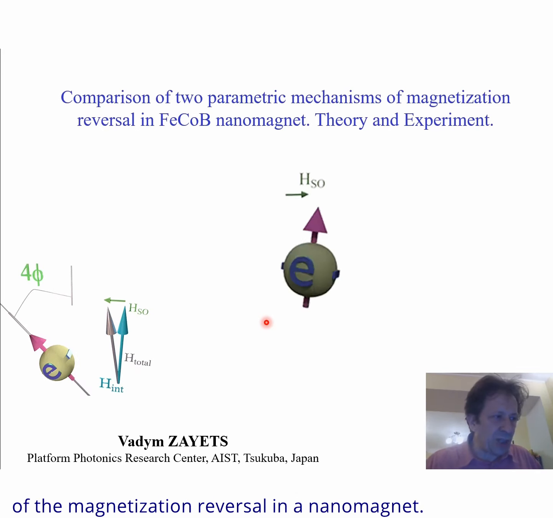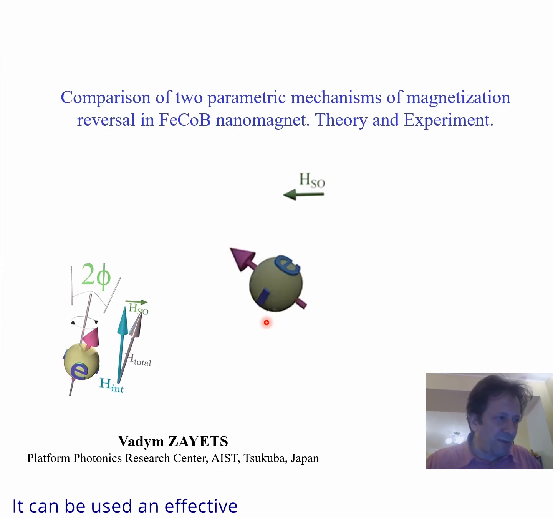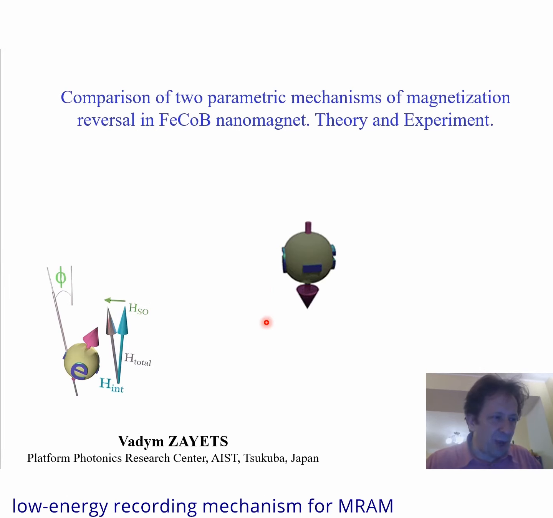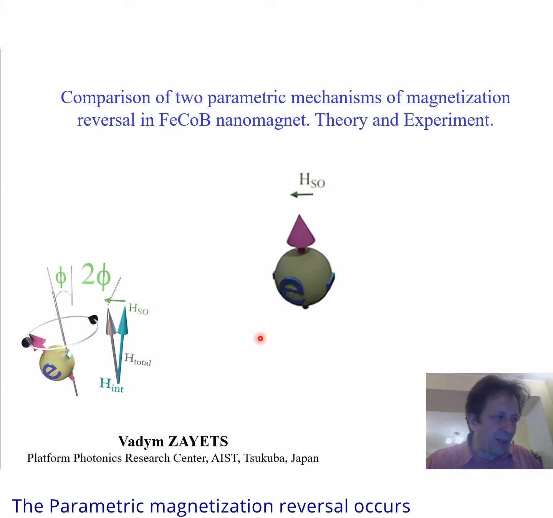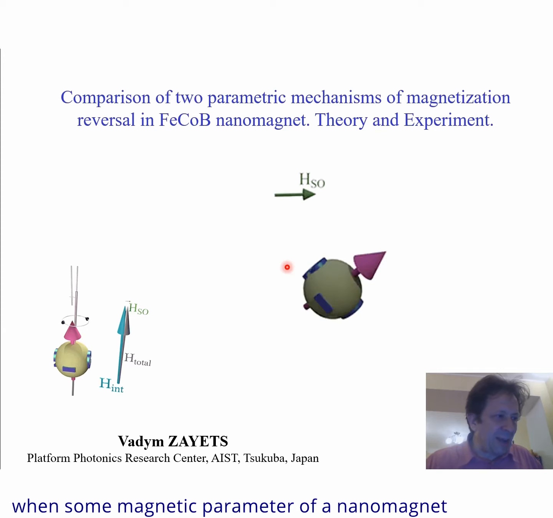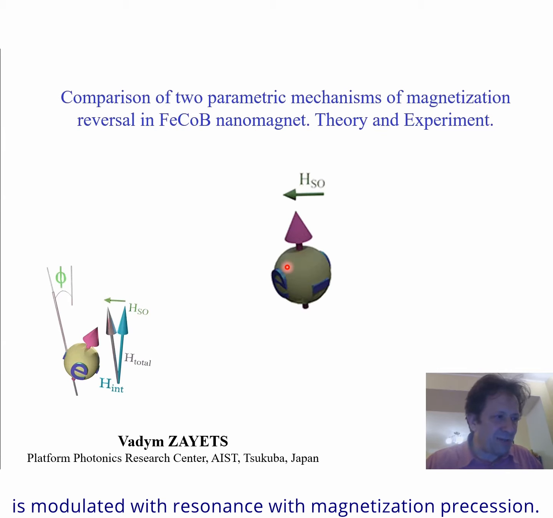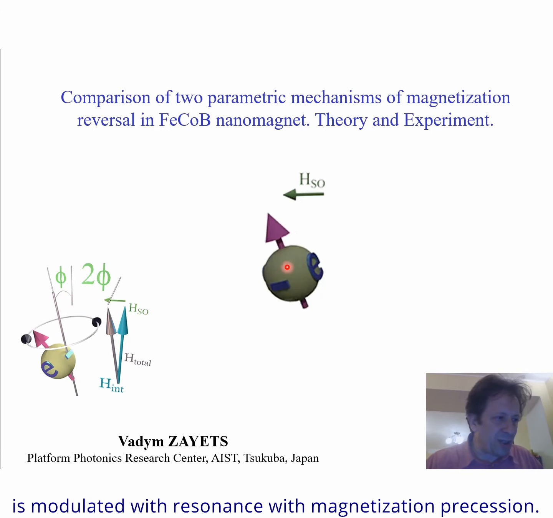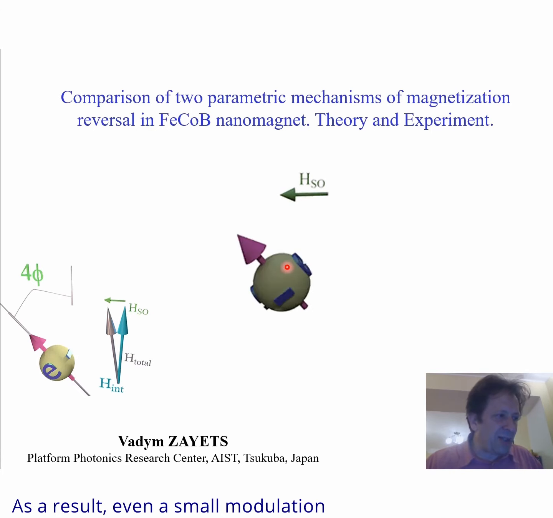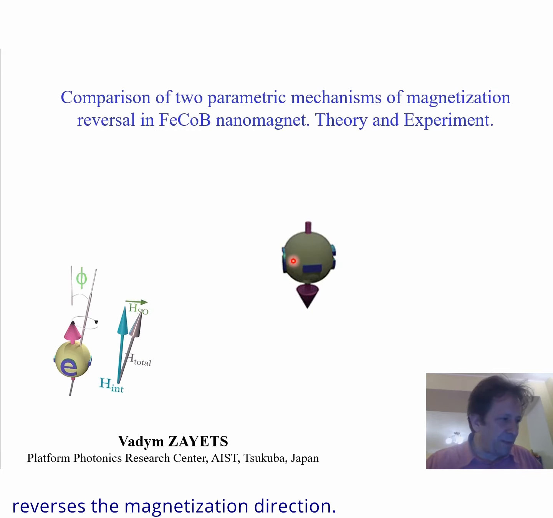of magnetization reversal in nanomagnet. It can be used as an effective low-energy recording mechanism for MRAM. The parametric magnetization reversal occurs when some magnetic parameter of nanomagnet is modulated in resonance with magnetization precession. As a result, even small modulation reverses the magnetization direction.